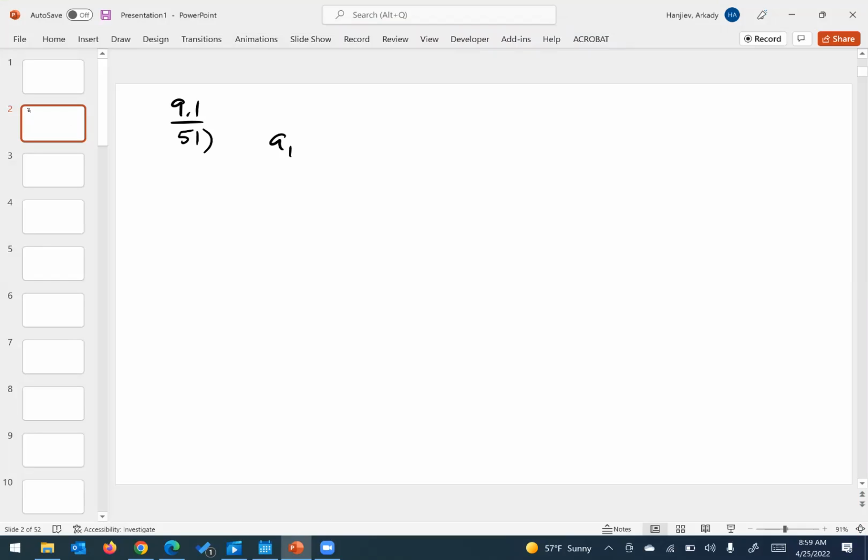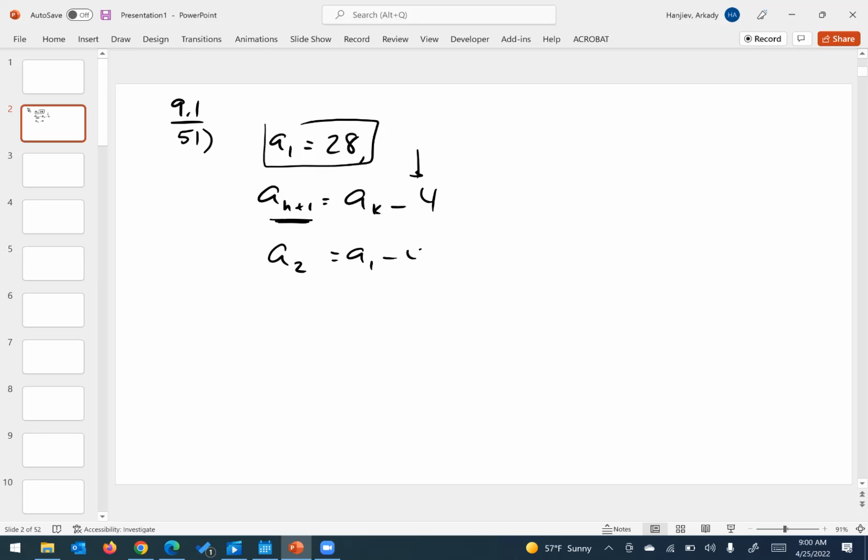So this is a recursive sequence, guys, real quickly here. A1 is 28, and recursively, we do this right here. It is going down. Remember, recursive functions are based upon the previous one, always. So this is the first one, and any next one is going to be 4 lower. A sub 2 would be A sub 1 minus 4, so 28 minus 4 is 24.